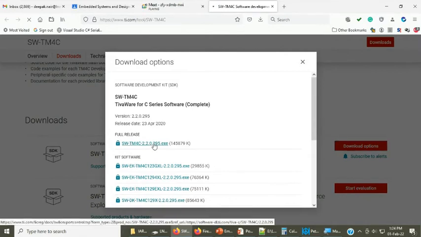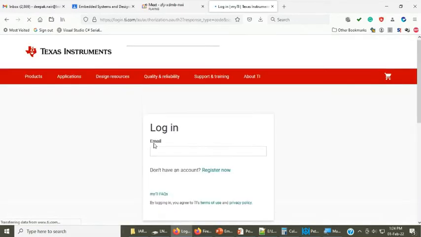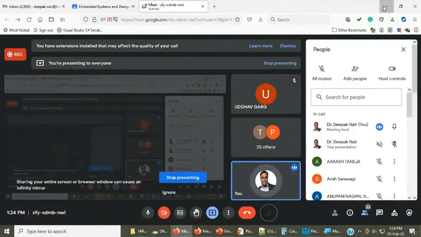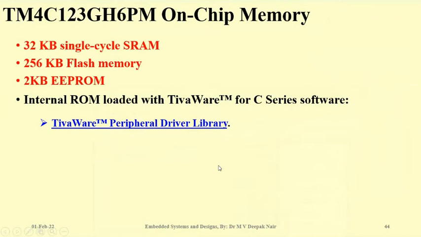When you click this, it will ask you to register on their website, because they want you to comply with the United States' rules and regulations. Anyway, the registration is free, so you just register here and you can download the software. Okay, and install the software after you download it, because this will provide you the driver libraries for your hardware.